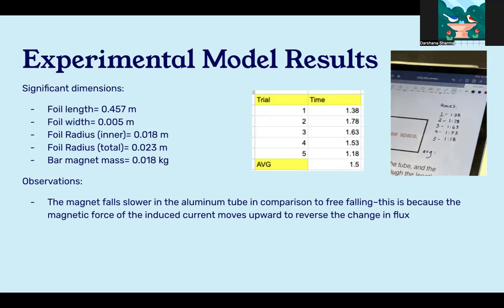What we observed is that the magnet falls slower in the aluminum tube compared to if the magnet was free falling. This is because the magnetic force from the induced current in the aluminum tube points upwards to oppose the change in flux, which ultimately slows the magnet down.